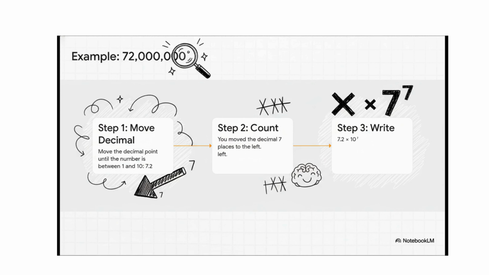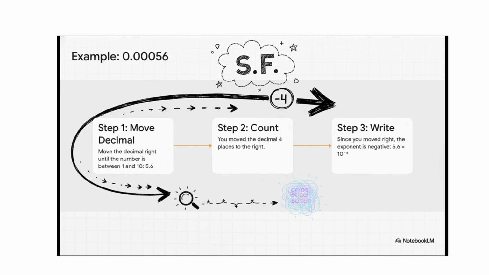Let's circle back to that huge number from the start, 72 million. We just slide that decimal point all the way from the end until we get a number between 1 and 10, which is 7.2. And how many jumps did that take? 7 of them. So the standard form is 7.2 times 10 to the power of 7. And you guessed it, the logic works perfectly for the tiny numbers too.